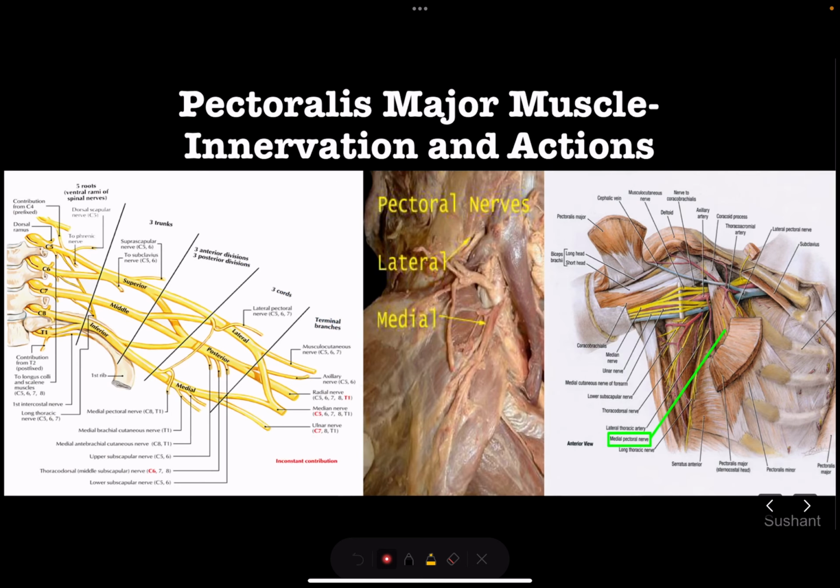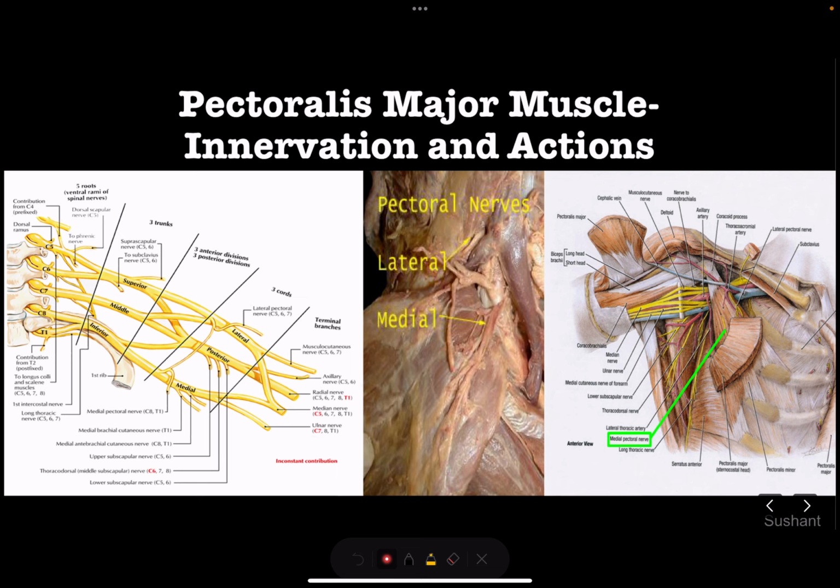Coming to the innervation of the pectoralis major muscle. What nerve supplies the pectoralis major muscle? So there are nerves known as pectoral nerves, right? There is the lateral pectoral nerve, and there is the medial pectoral nerve. These nerves come from the brachial plexus. We will discuss the brachial plexus in a separate video.